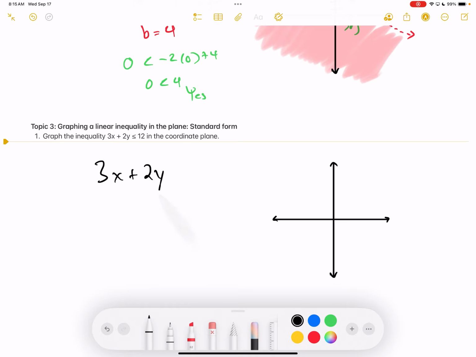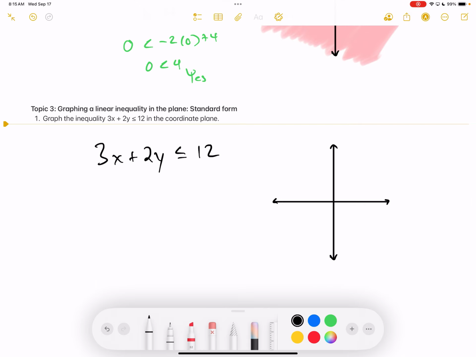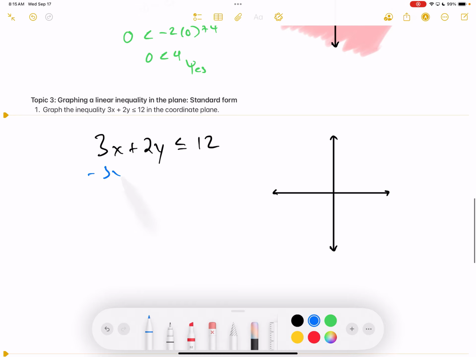3x plus 2y is less than or equal to 12. This one is not in y equals mx plus b, but we can make it y equals mx plus b by solving for it. So we subtract 3x from both sides. We're trying to get y by itself. And then divide both sides by 2. So I get y is less than or equal to negative 3 halves x plus 6.